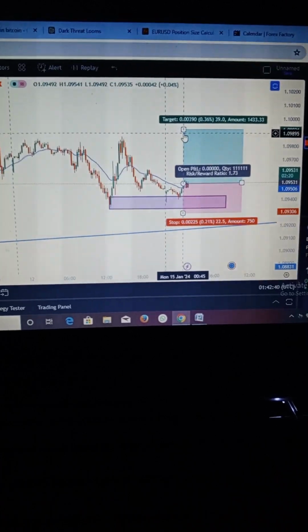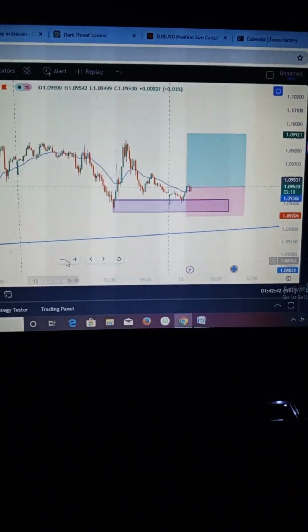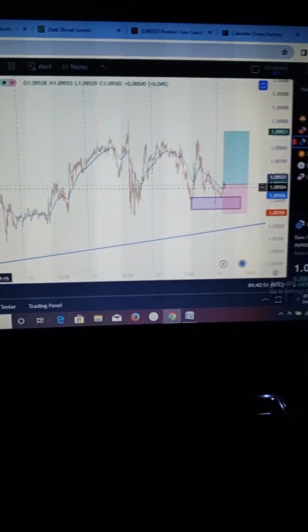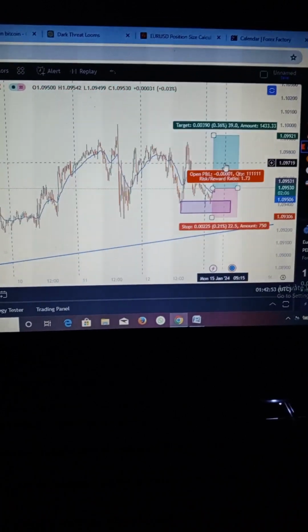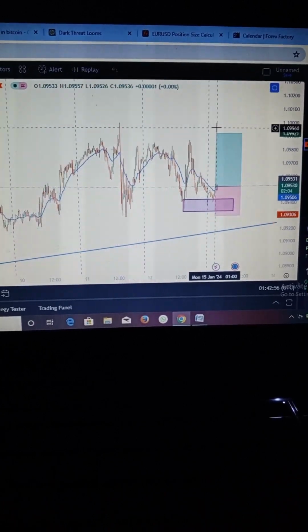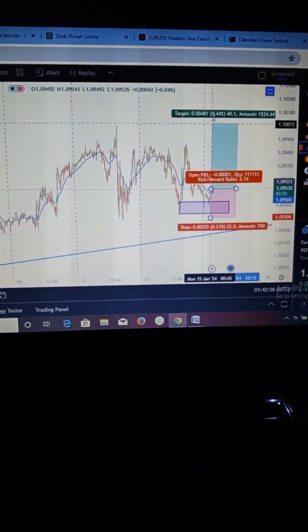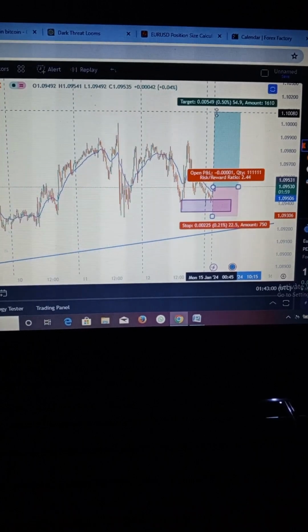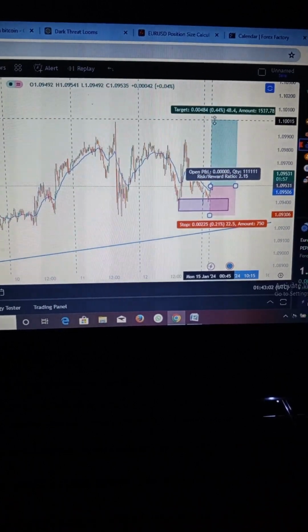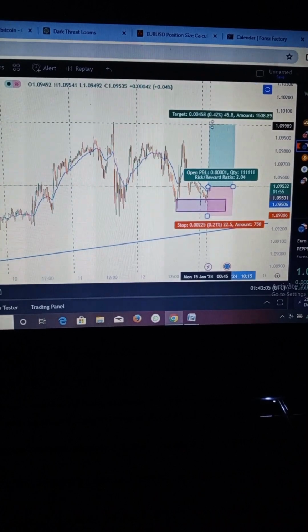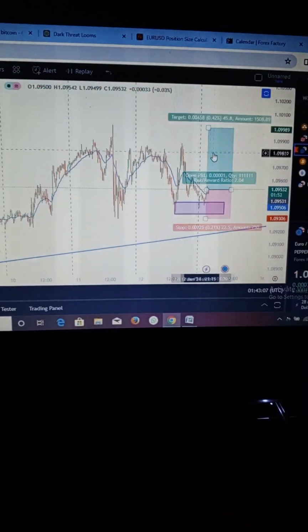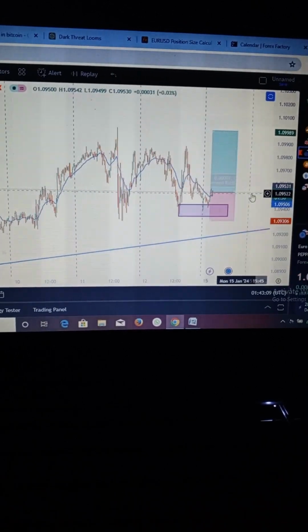So if you notice, one thing I like is my risk to reward ratio. You need to make it 1 to 2. Yeah, your risk to reward is always meant to be 1:2. So I will just look for my 1:2 here. 1:2. So you can see this is a little bit risky trade.